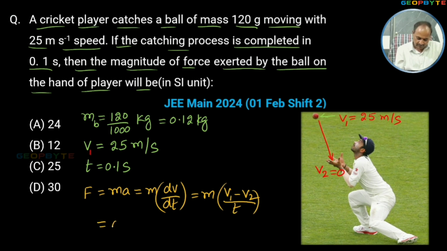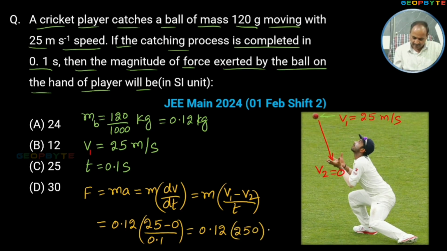So mass is 0.12 kg multiplied by v1, 25 minus 0, dividing by 0.1. This is 0.12 into 25 by 0.1, 250. Simplify it for getting 30 newtons. That is the force which is transmitting from ball to hands of the player. So option D is absolutely correct. Understood clearly? Yes.